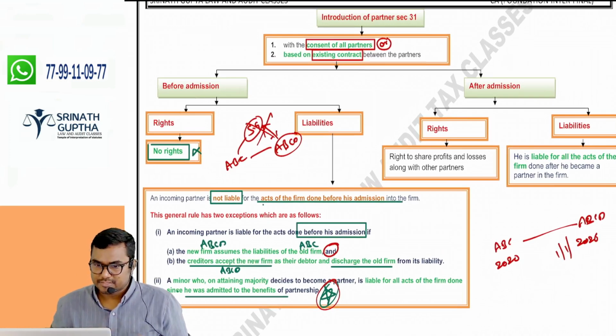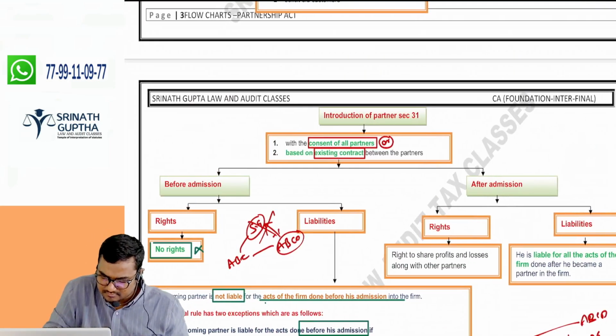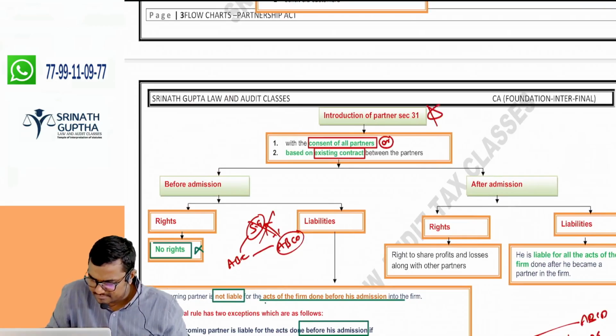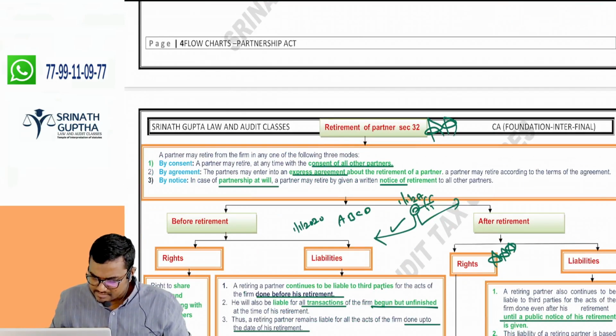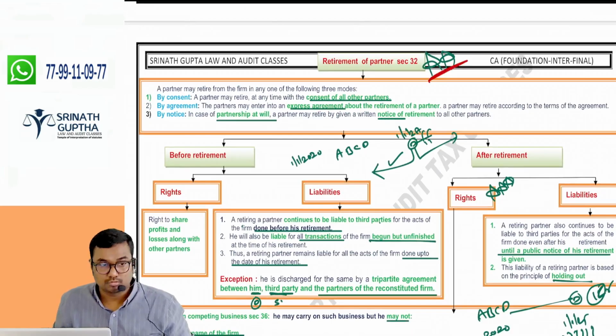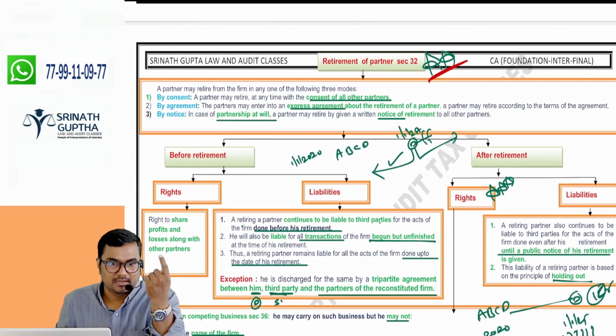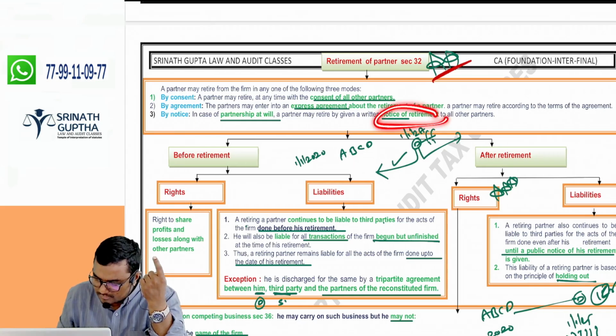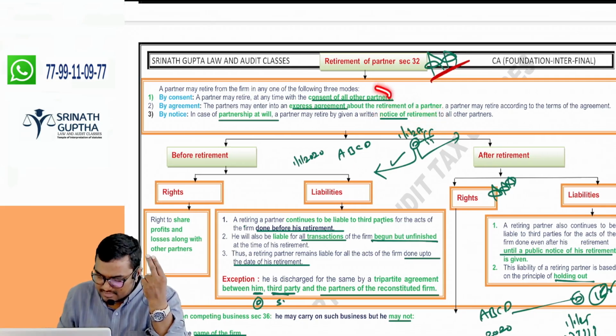Then the next one, we can keep 1 star. Second one is the retirement of a partner, keep 2 to 3 stars. A partner may retire if it is a partnership at will, by giving a notice. If it is a particular partnership, with the consent of all the partners, or as per the agreement.